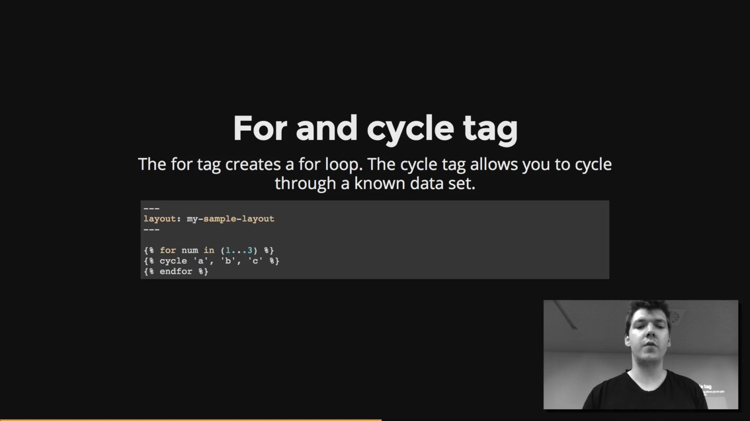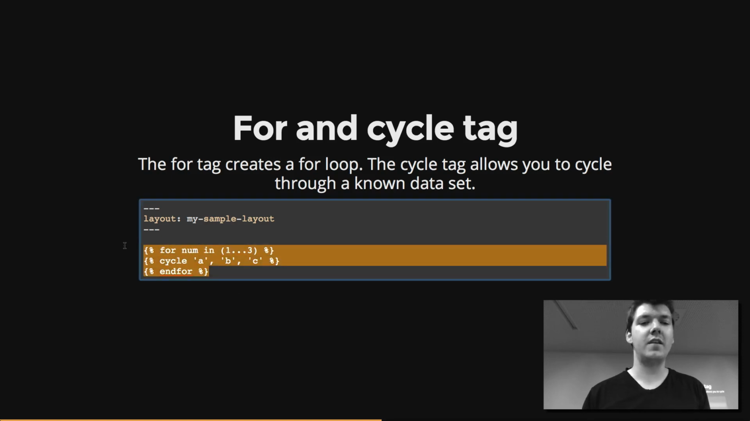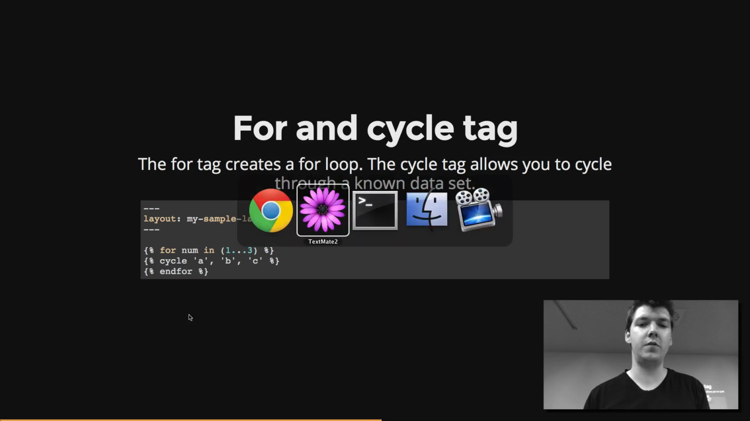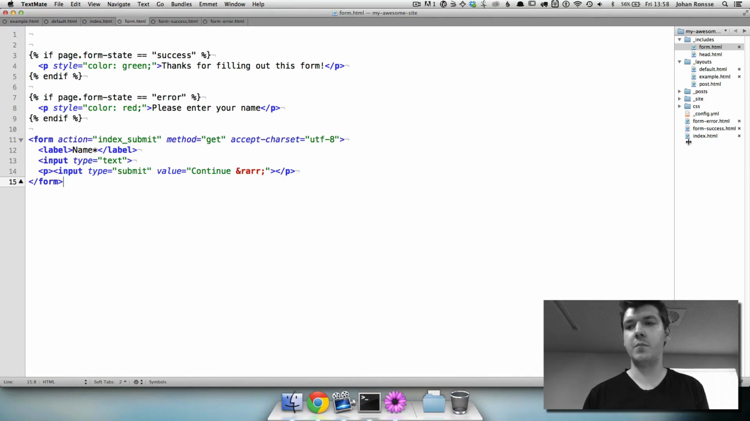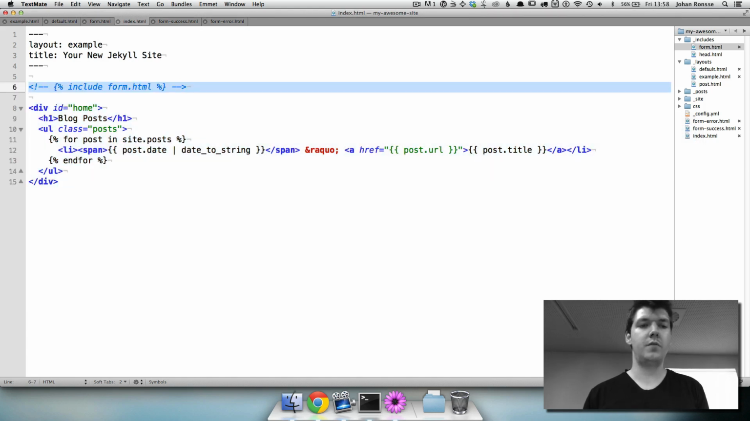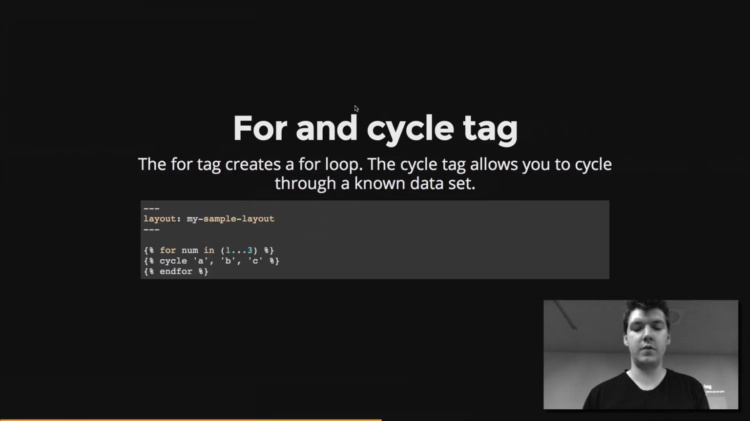Let's talk about the for tag. So the for tag, for you programmers, this is all really obvious. But a for tag creates a loop, and it allows you to cycle through a known data set. So for example, on the home page, we have the blog posts. Let's put a form in comments for now.